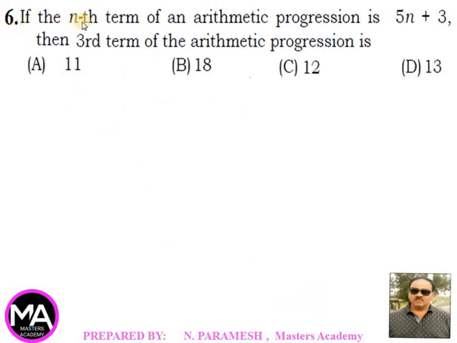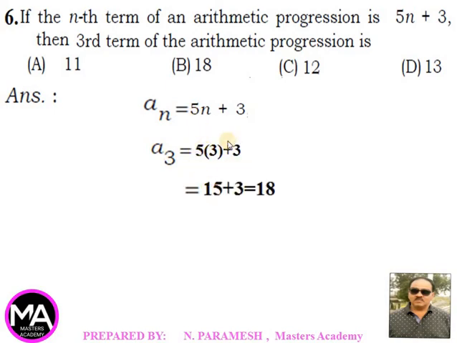Sixth question, if the nth term of an arithmetic progression is 5n plus 3, then the third term of the arithmetic progression is, 4 options are given. Answer, an is equal to 5n plus 3, a3 is equal to 5 into 3 plus 3 is equal to 5 threes are 15 plus 3 is equal to 18. That is there in option B.